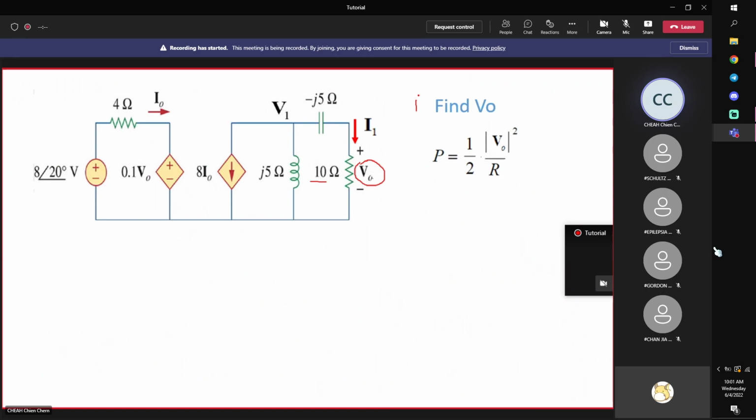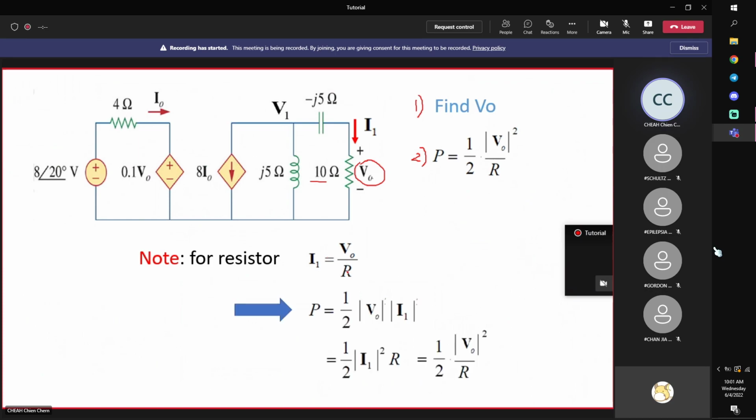So basically, the first part is still your circuit analysis, find V0, right? Then you use V0 to find the power. Of course, we know that this is purely for a resistor, because for a resistor, I is equal to V over R. Therefore, your average power becomes half VI because cosine theta is equal to 1. There's no phase difference between voltage and current. This means that you can either use half V squared over R or you can also use half I squared R.